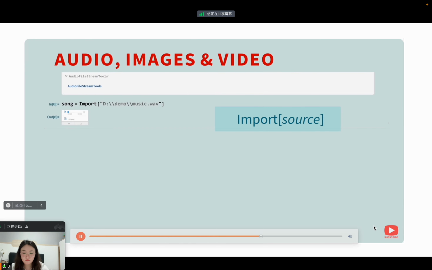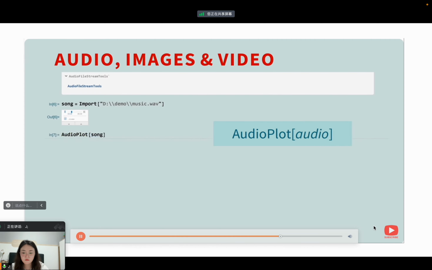You don't have to specify what type of data you're importing. Mathematica can usually guess from the file extension or data format. Let's click play for some mood music. Now that we have an audio object, we can plot it using AudioPlot.